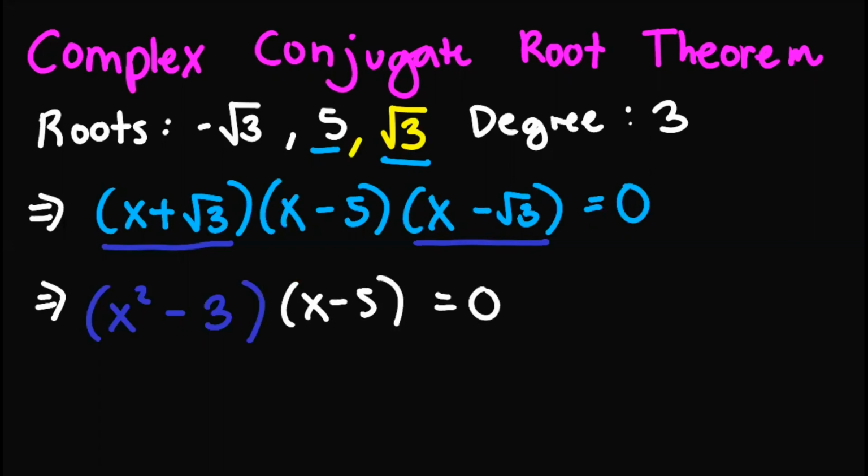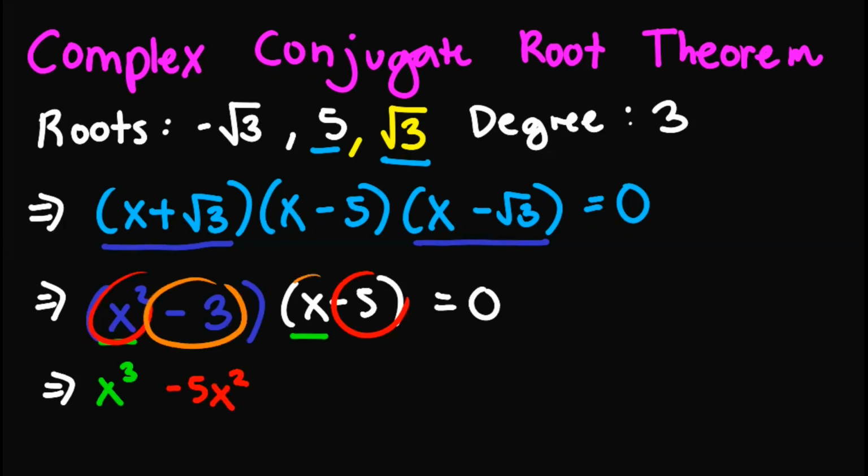Now we can apply the FOIL method. So we have first, so that will be x cubed, the outer, so that's x squared and negative 5, that will be negative 5x squared, the inner terms, which is negative 3 and x, so that will be negative 3x, and lastly we have the last terms, which is negative 3 and negative 5, so that will be positive 15, equals 0. And we are done.